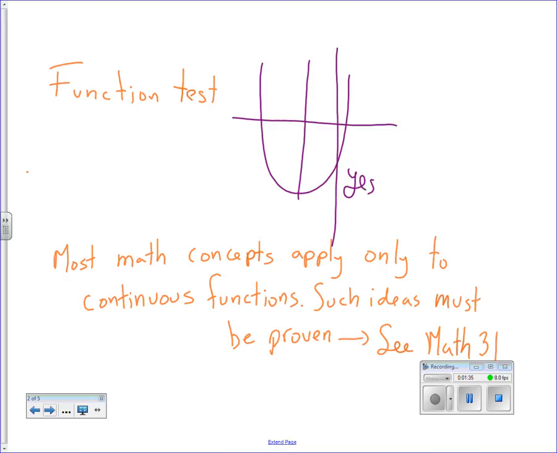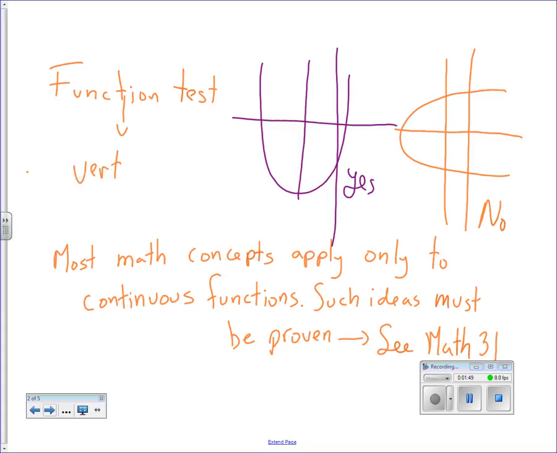If I turn that parabola sideways, or if I make a circle, that parabola sideways fails the function test. So the function test is a vertical line test. And you had to deal with that concept in Math 20. Is this a function, yes or no?